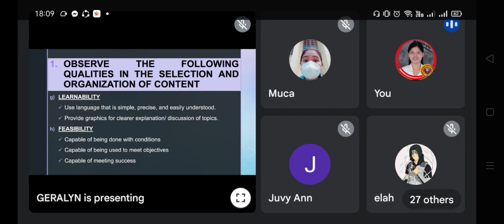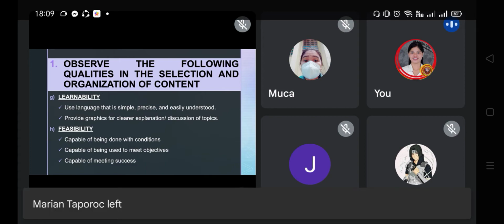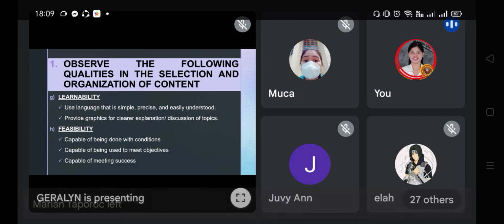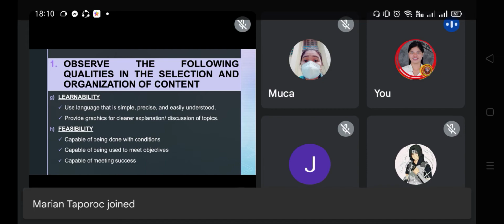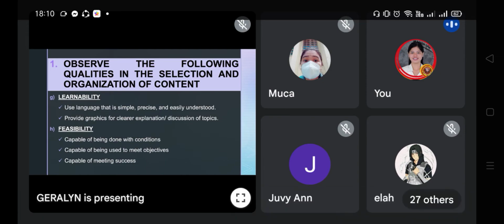Dili ta pwede mo tudlo og topic nga pang grade 6 sa grade 1. So kung unsay suitable for that level, dapat kato ang atong ihatag. We also have to use language that is simple, precise, and easily understood, and provide graphics for clearer explanation or discussion of the topics. When we talk about graphics, this refers to representations. Pwede pictures, pwede graphs, pwede tables, mga ingon ana.